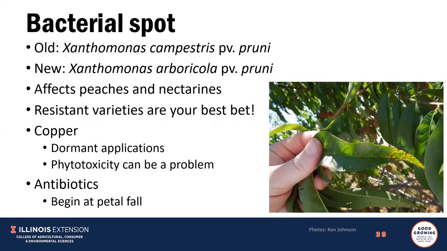Bacterial spot, it affects peaches and nectarines, but your resistant varieties are going to be your best bet when it comes to bacterial spot. Some of the fungicides aren't as effective as what you would like, and phytotoxicity can be a problem. And there can be some antibiotics that could be applied, but the disease favors moist and warm conditions, and there's a higher disease severity in sandy soil.